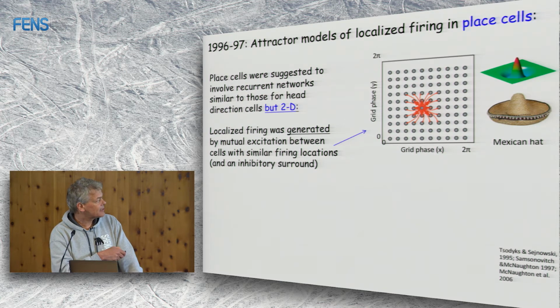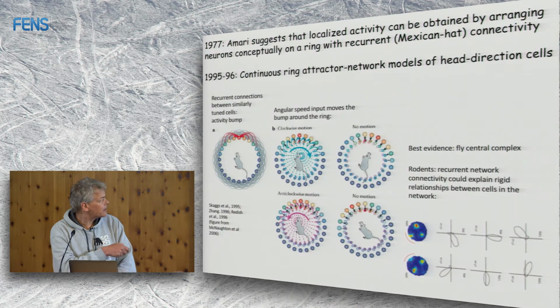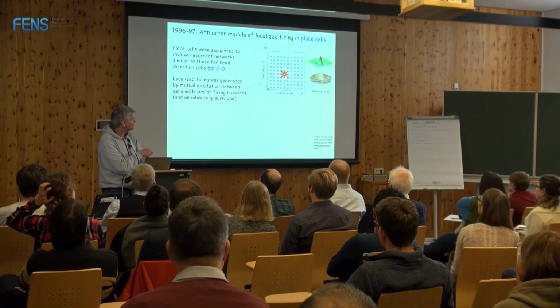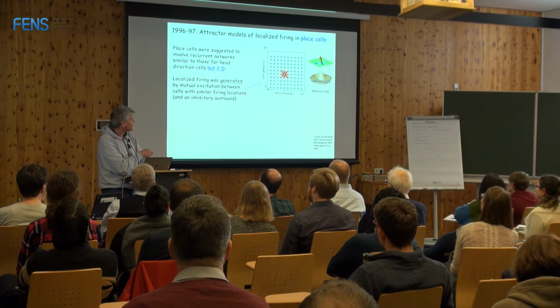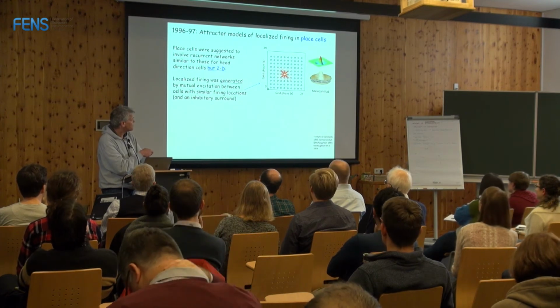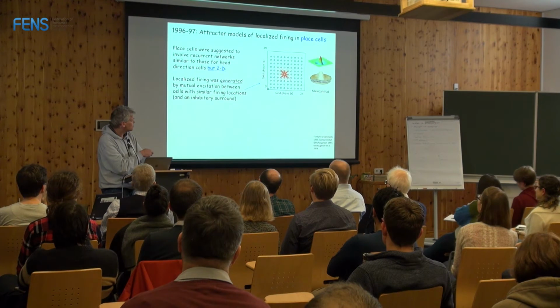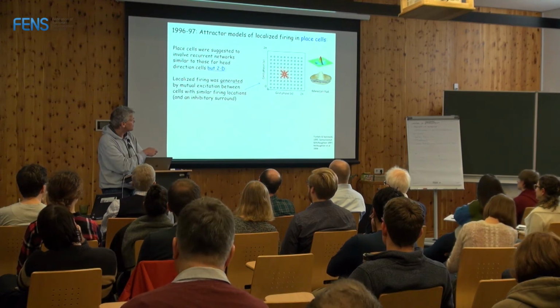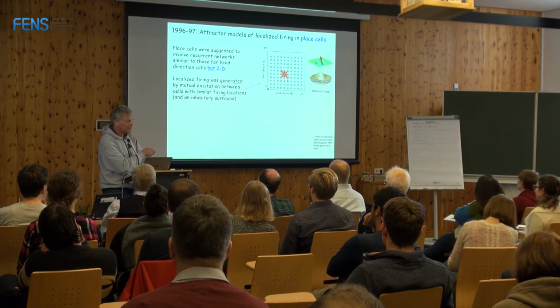So two cells that are near each other up here are two cells that have place fields in this part of the box. Then again, just like in the ring attractor, there are strong connections between cells with similar firing properties, similar firing places. This is a connectivity illustration, so strong connections between cells that fire in the same places.